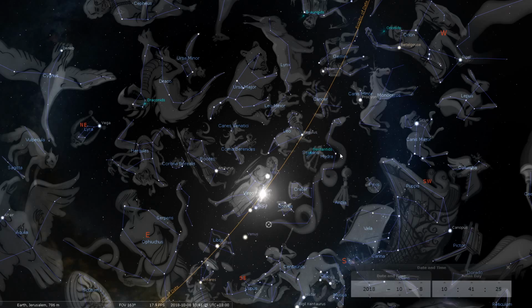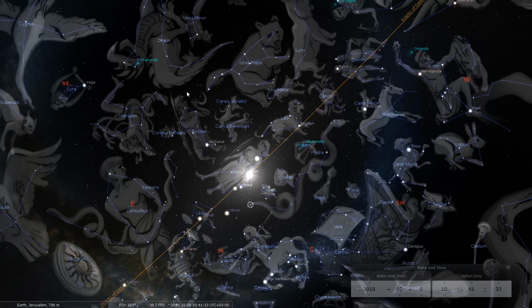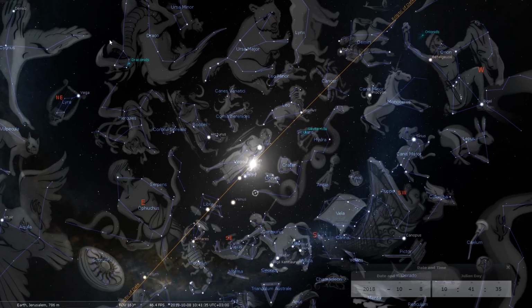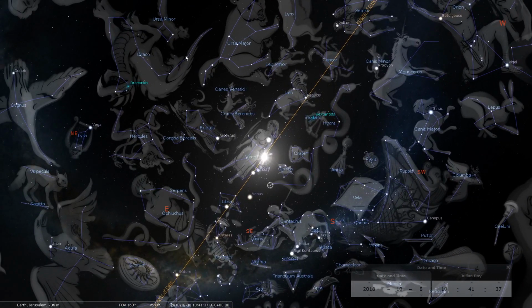But the tail is here. It comes all the way around. It goes through Cancer, which is kind of like a threshold. It goes through Lynx, and then it comes down to Draco, the Great Dragon right here, the twisting serpent mentioned, I believe, in Job. So right here.